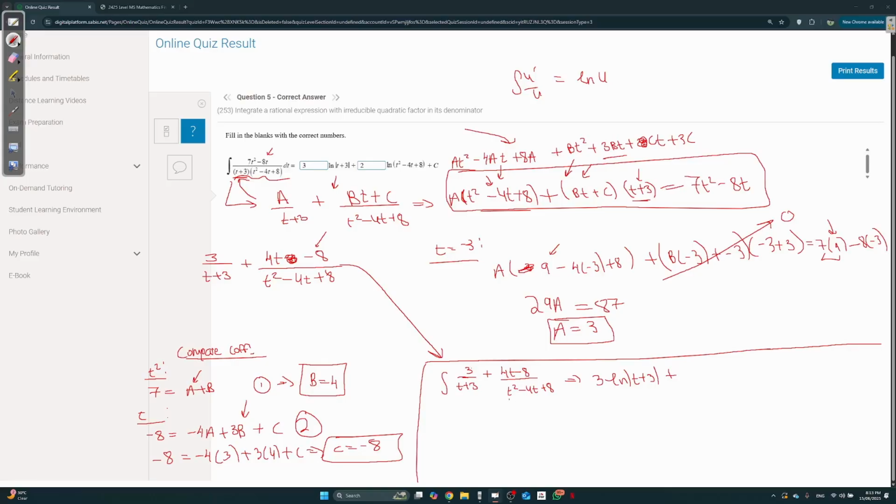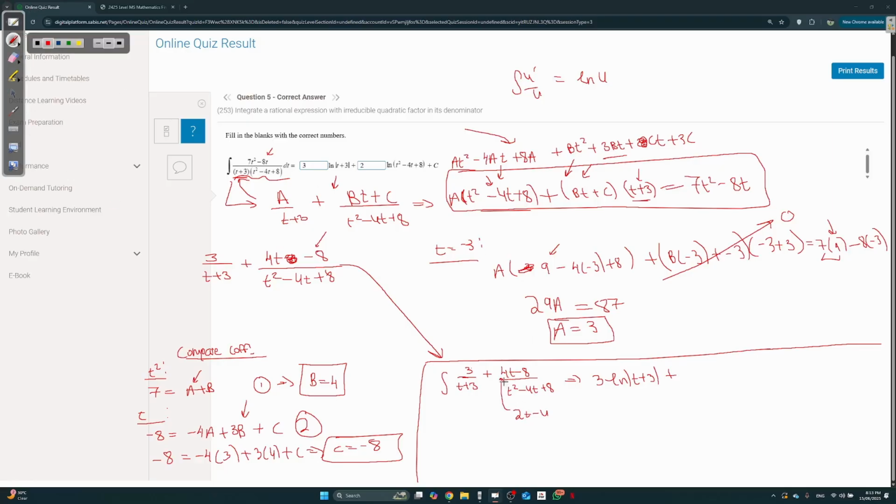Plus, now the second integral is a bit tricky. Okay, what is the derivative of this? It's going to be 2t minus 4, right? Now, if you take a look, this is why I tell you, always ask yourself what's the derivative. The first question you ask yourself, what's the derivative? It's 2t minus 4, right?